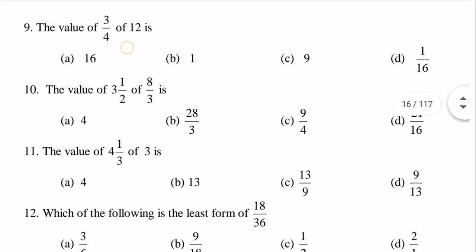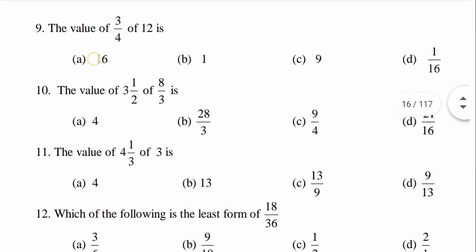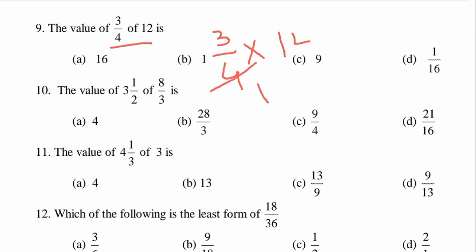Question number 9. The value of 3 upon 4 of 12 is. And here we have to do multiplication of both. 3 upon 4 and 12, 4 1s are 4 and 4 3s are 12. 3 3s are 9. So the answer is 9, and it is given in option C.